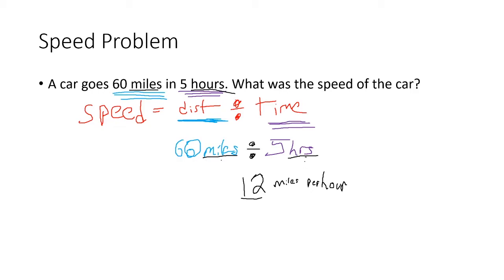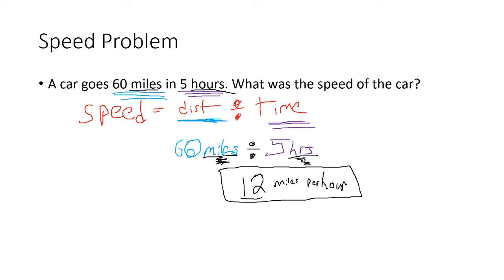Now, if this is minutes, this would change to minutes. If this said feet, the first part would change to feet. It's always based on what this and this are: the units of your distance and the units of your time. So those will always affect how you write your answer.